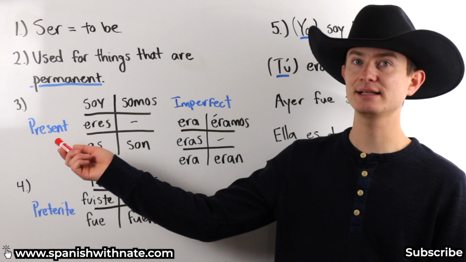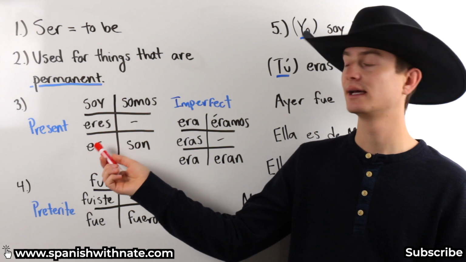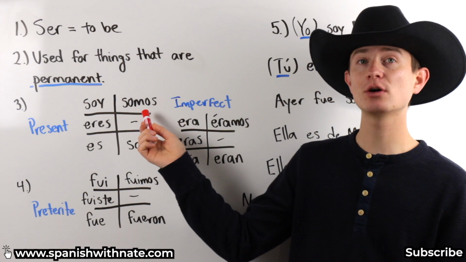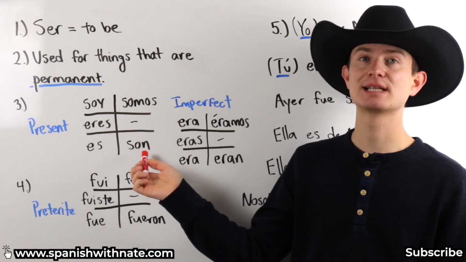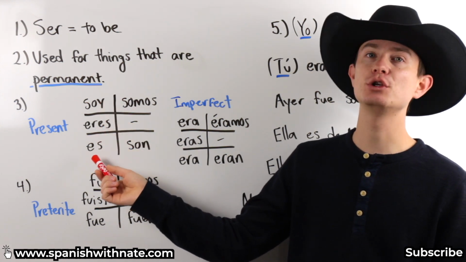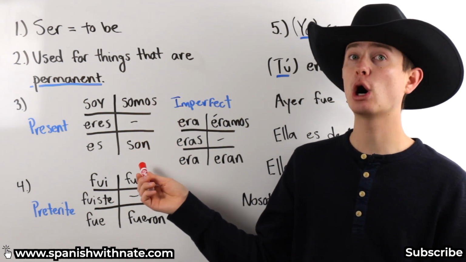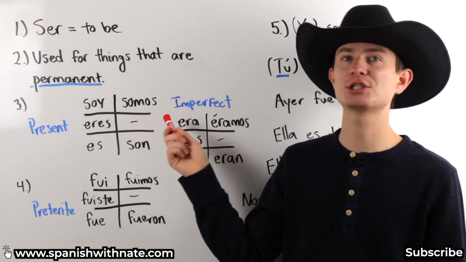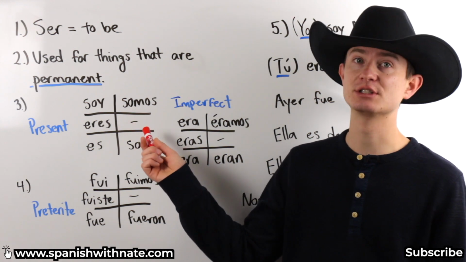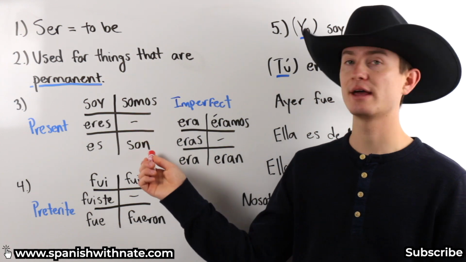So, in the present tense, we have yo soy, tú eres, él, ella, usted es, nosotros somos, ellos, ellas, ustedes son. So, I am, you are, he, she, or you formally are, we are, or they are, or you guys are, you all are. Notice I added a little dash here. That's just because we're not talking about vosotros in this lesson, which is strictly used in Spain. So, I am, you are, he is, we are, they are, and so on.